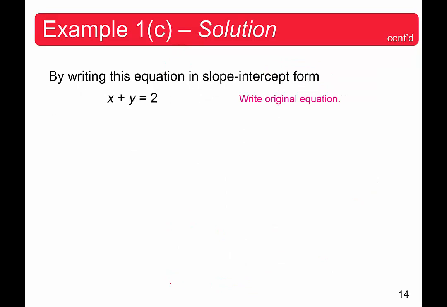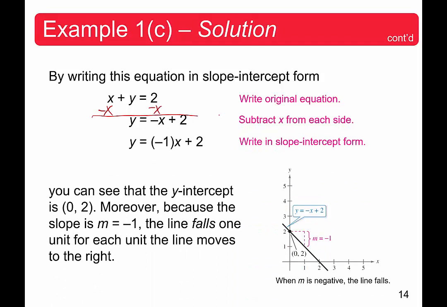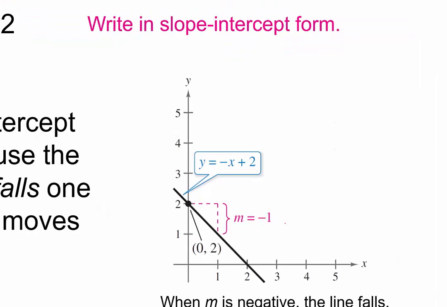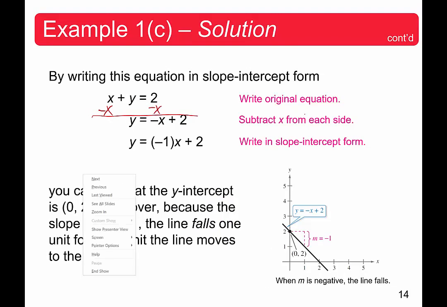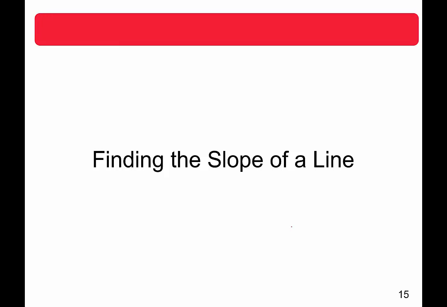The last one is x plus y equal to 2, so actually we can isolate y by itself by subtracting x from both sides of the equation. Then we come up with y equal to negative x plus 2. So right here we know the y-intercept is 2, so we start with the 2.